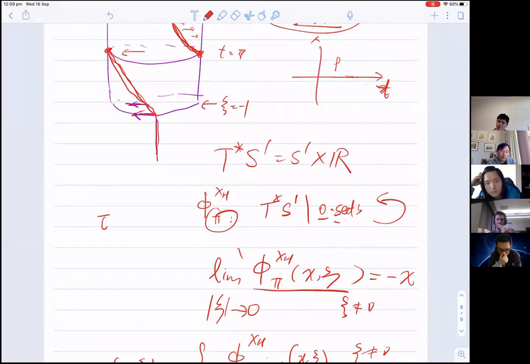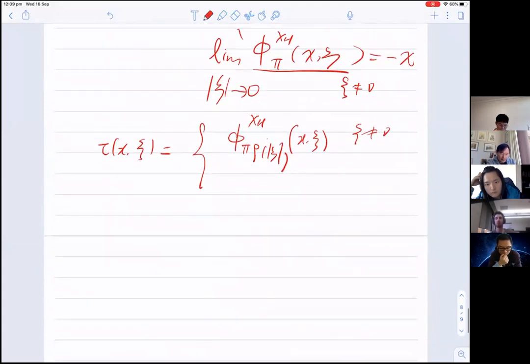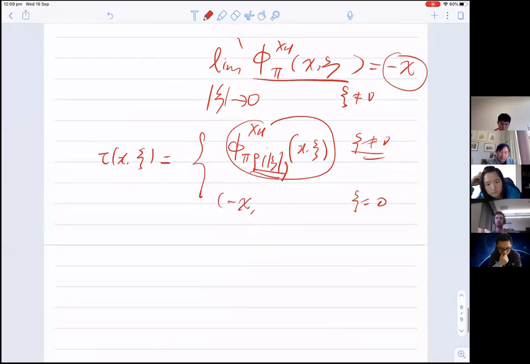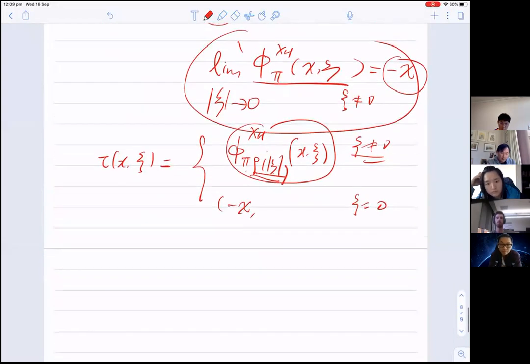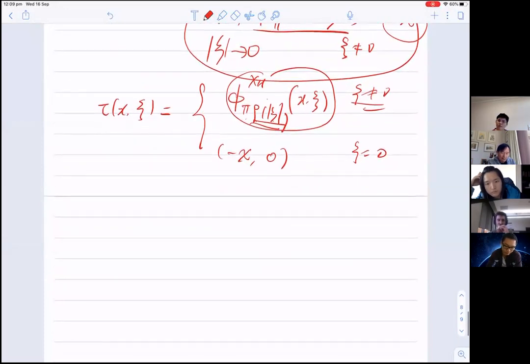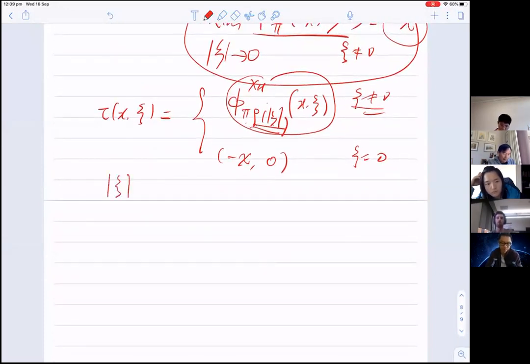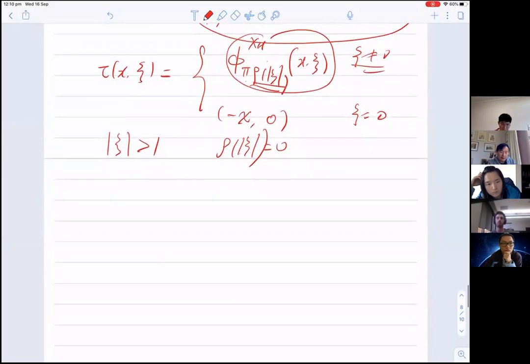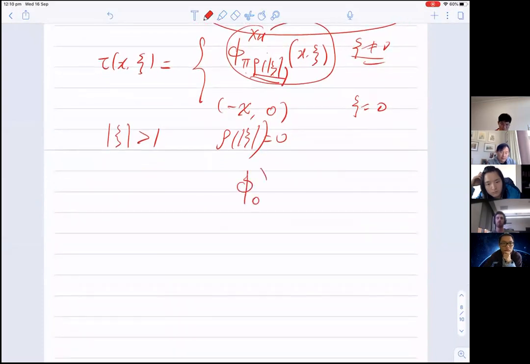So when c is small, this is 1, and c is very small, so the antipode points. So c is 0, then they are just mapped to x. This is because it's the limit. So this is the limit, and it's 0. And when c is greater than 1, rho c is 0. So that means times 0 is constant. So this is constant.